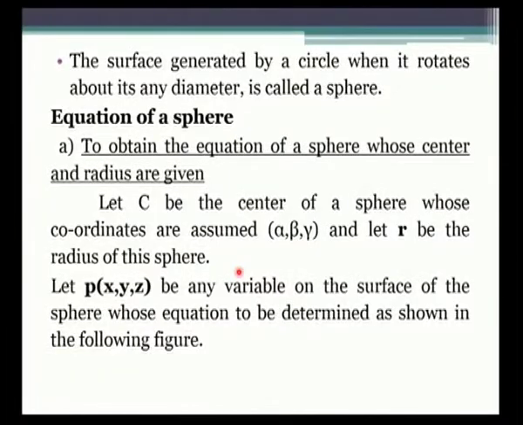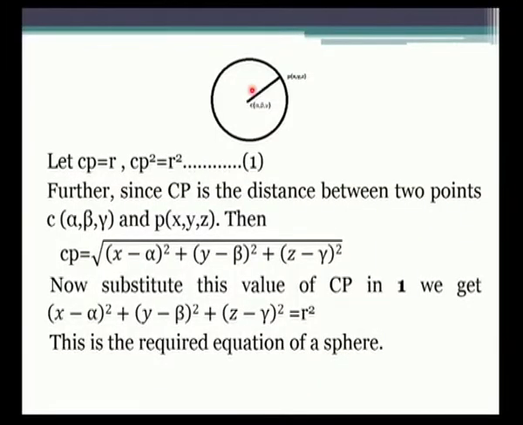Let C be the center of the sphere, and coordinates of that center C is assumed as alpha, beta, gamma, and let r be the radius of the sphere. Let P be any variable point on the surface of the sphere whose equation is to be determined. So, to determine the equation of the point, the following circle is imagined. In that circle, this is the center C and this is the point on the surface of the sphere. This point is P.